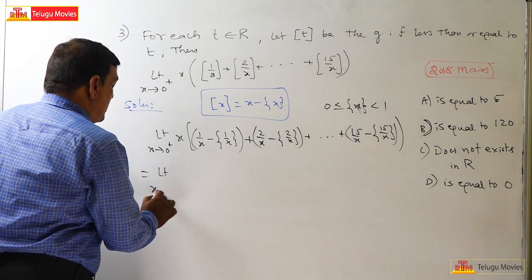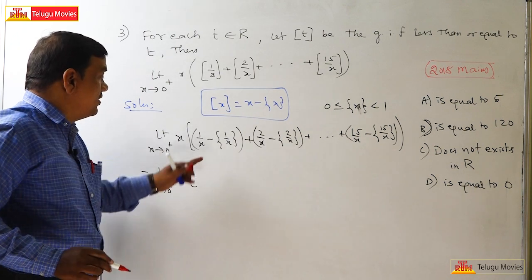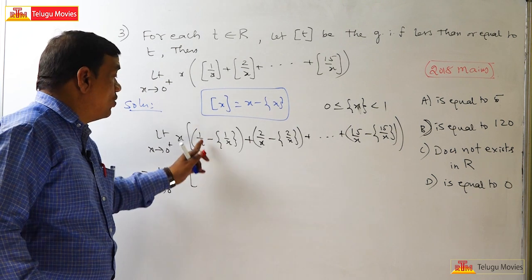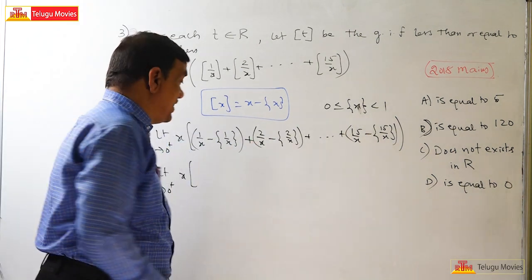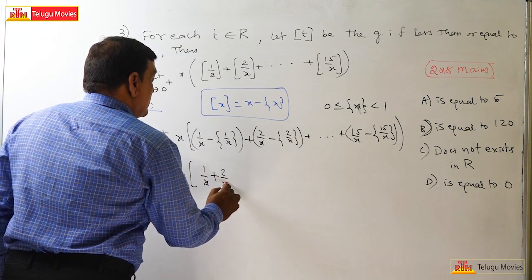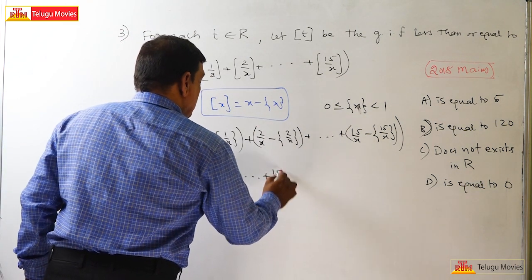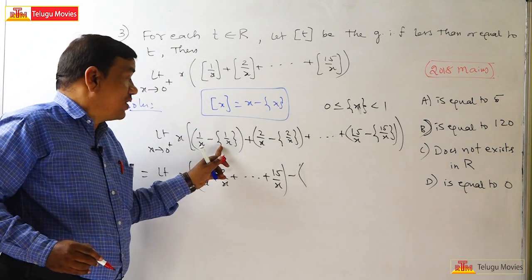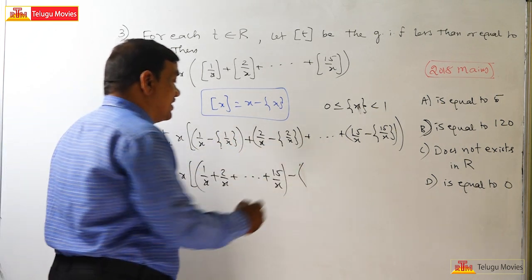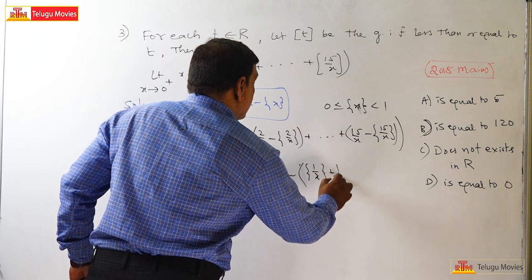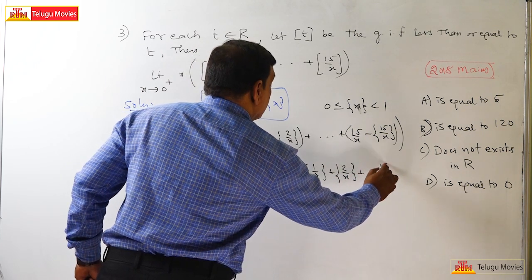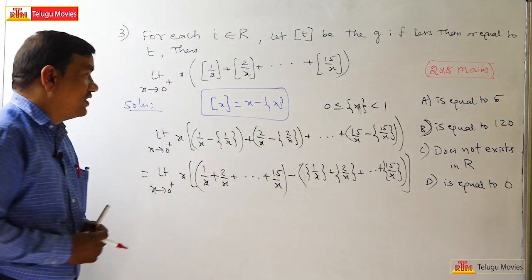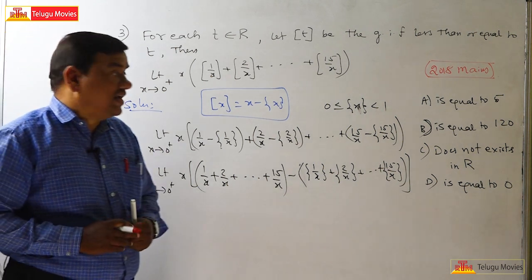Now coming to here, this is equal to limit x tends to 0 plus x into, let us arrange by grouping the like terms. 1 by x plus 2 by x plus and so on 15 by x as one group, minus fractional part of 1 by x, minus, taking the common outside, 1 by x plus 2 by x plus 15 by x. Okay now, so we just grouped the terms. Now one thing is very clear.